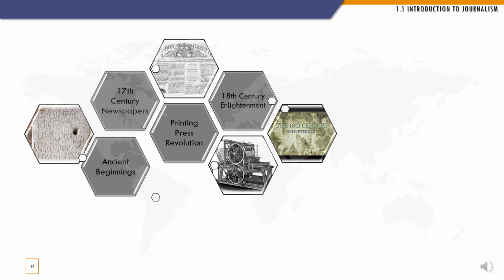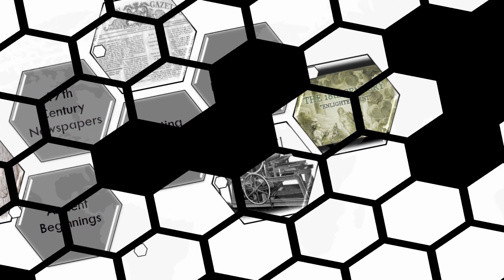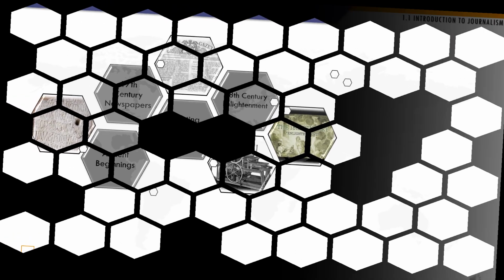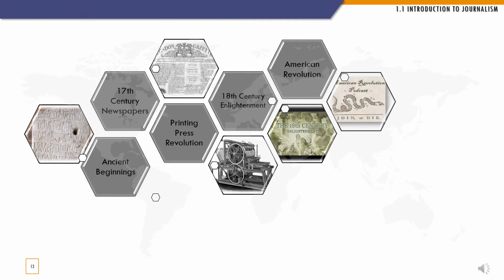Fourth, 18th century Enlightenment. The Enlightenment era saw the rise of more independent and critical journalism. Publications like The Spectator in England and the Pennsylvania Gazette in the American colonies focused on discussing ideas, culture, and social issues. 5. American Revolution. Journalism played a pivotal role in the American Revolution. Pamphlets like Thomas Paine's Common Sense and newspapers like the Boston Gazette were influential in shaping public opinion and rallying support for independence.